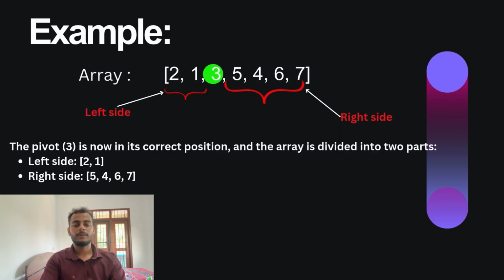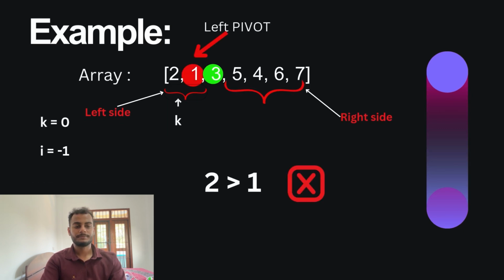After partitioning, pivot 3 is in its correct position at index 2. Now we have divided two arrays: left part 2 and 1, right part 5, 4, 6, 7. Now let's proceed with sorting the two subarrays. Step 2. Sorting the left part. Let's take the pivot as 1.